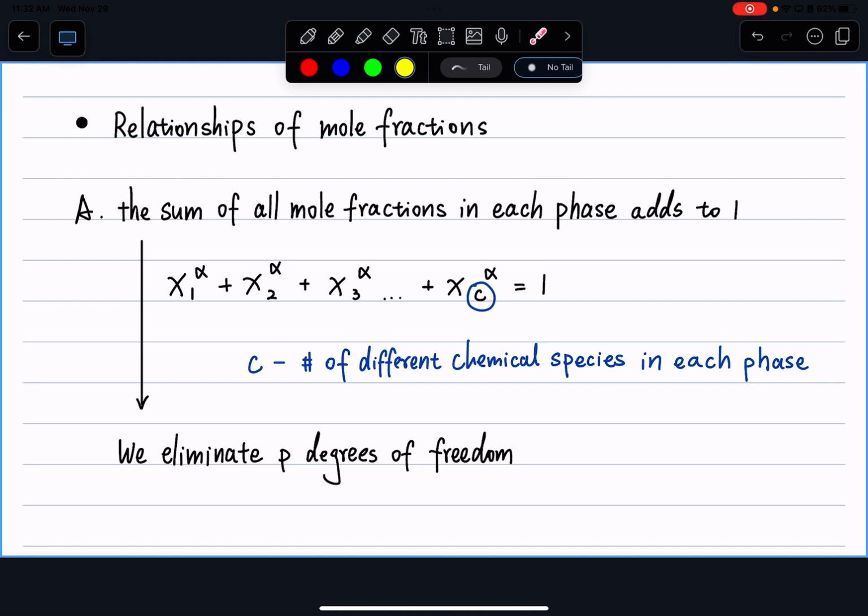Okay, I have to shout very loud. I don't know where that comes from. Nevertheless, the sum of all the mole fractions in each phase will add up to 1. Or maybe I can just remove it. Okay, let me just.